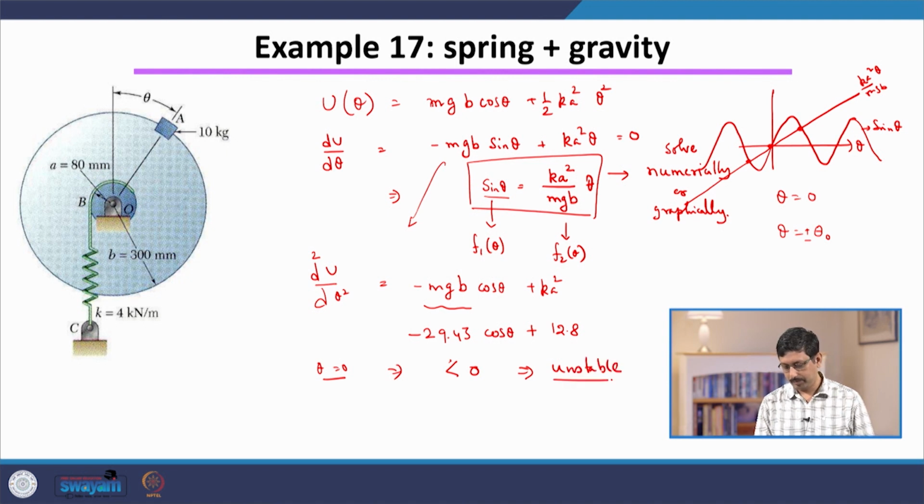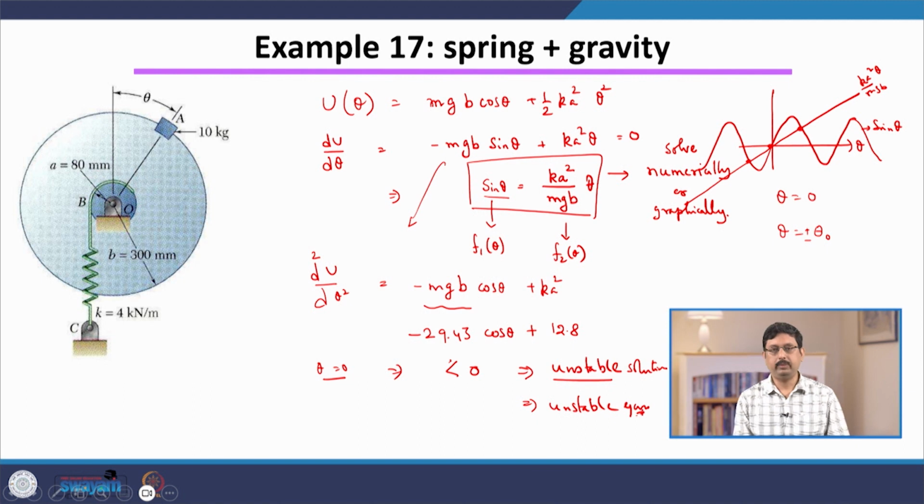Sorry, unstable solution, which means unstable equilibrium. Okay. So, I hope that this gives you some idea about how to approach this kind of problem.